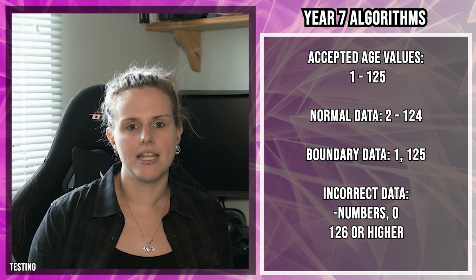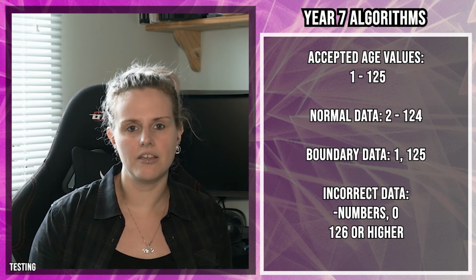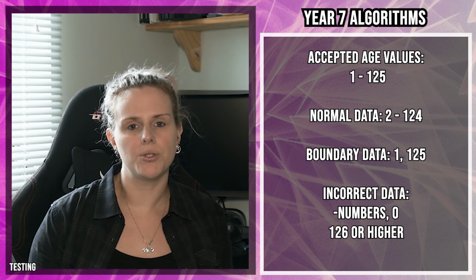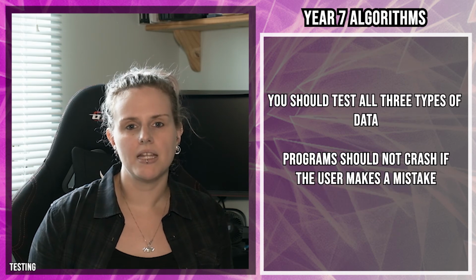Incorrect data is anything smaller than 1 or bigger than 125. Nobody in reality can be a minus number when it comes to age. You can't be -5. It's unlikely someone's going to live to be older than 125. So you would type in things that you know are wrong to check that the program doesn't just crash when the user types something in that's wrong. So you might type in 0, you might type in -25, you might type in 1000.